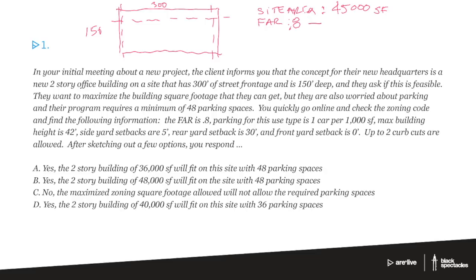So what that means is that we have 45,000 times 0.8, and that's going to give us our allowable building area, which, correct me if I'm wrong, I believe is 36,000 square feet. So 0.8 times 45,000. So the FAR is a way of sort of allowing a certain amount of floor area to be built based off of the site area.